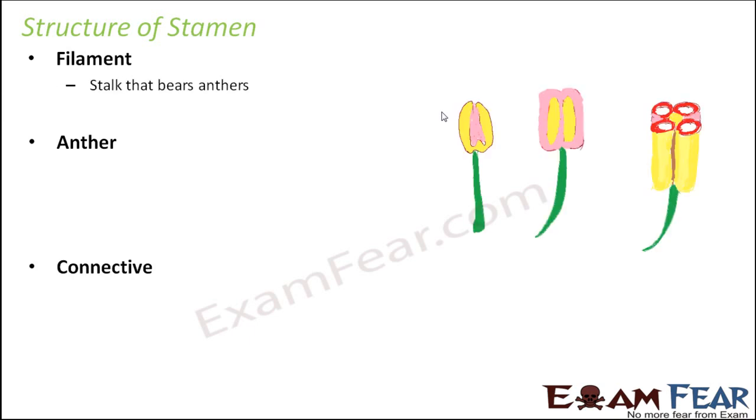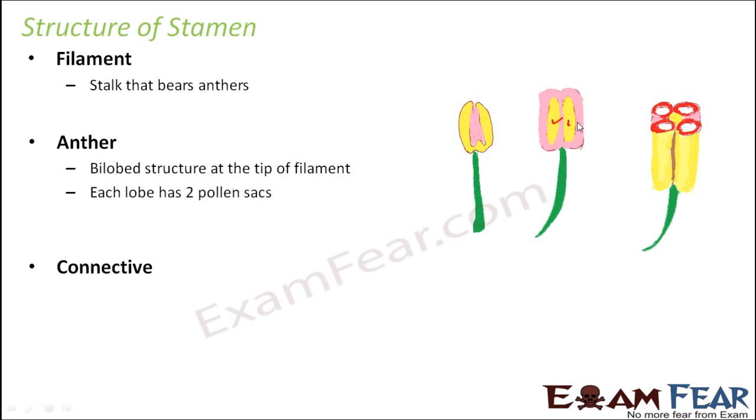So let us now quickly discuss whatever I explained so far. The first part is filament, next is anther, and the third is connective. Filament is the stalk that bears the anthers. Anther is the bilobed or two-lobed structure present at the tip of the filament. Each lobe has 2 pollen sacs, which you can see clearly in this picture. There are 2 lobes and each lobe has 2 pollen sacs, so there are a total of 4 pollen sacs. And each pollen sac contains pollen grains, and pollen grains are the male gametes or male sex cells.